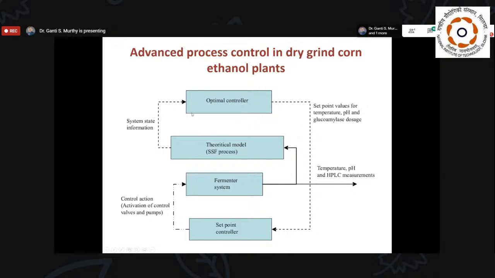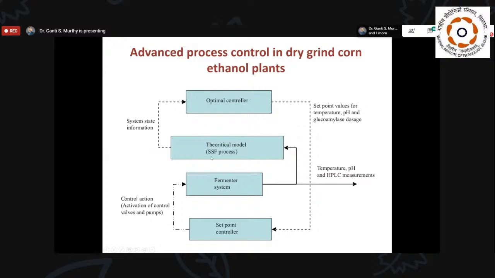The dotted lines are where the information flow is happening. And then the dotted line with these two dots that you see is where the actual control action, in terms of electrical signals, switching on a valve, switching on a pump, those kinds of things, are happening onto the physical system. So that is how we have basically laid out the system.